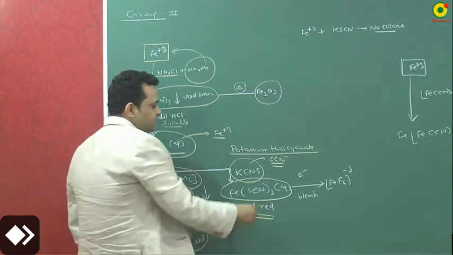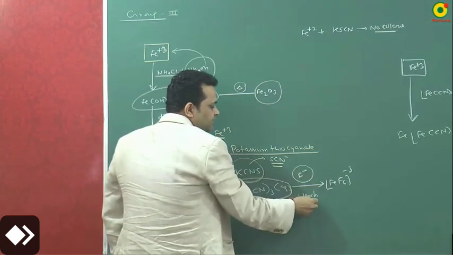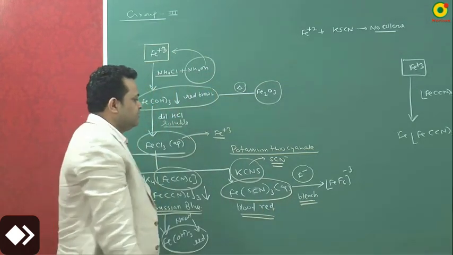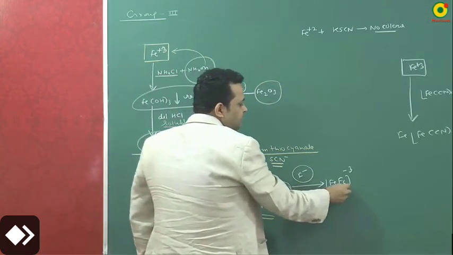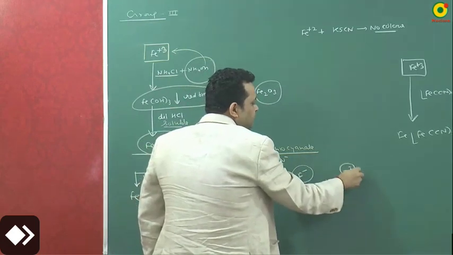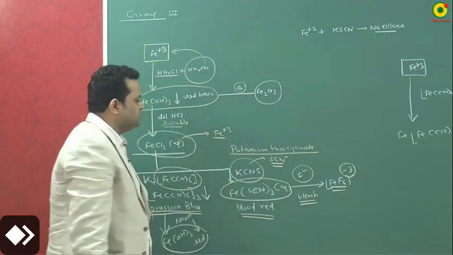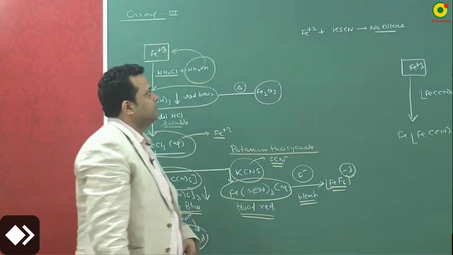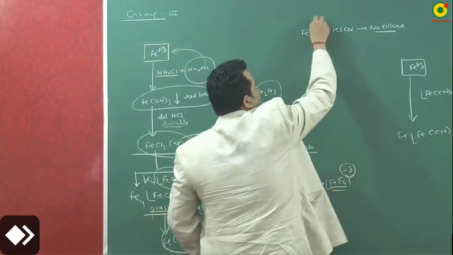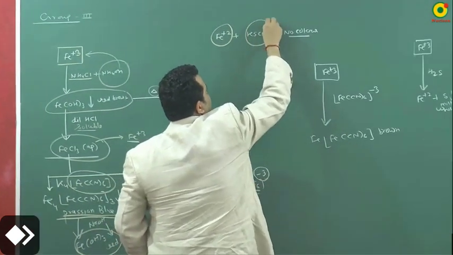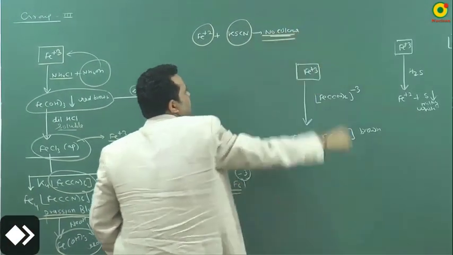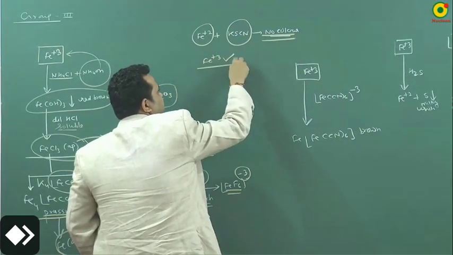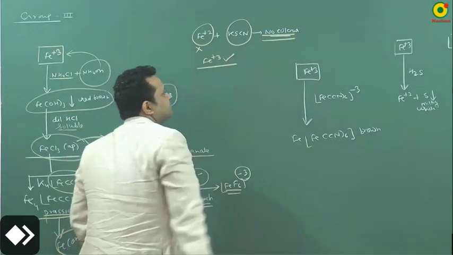In this solution, if we add F minus ion, it will bleach this solution, means it will remove the blood red color. So this solution forms a complex [FeF6]3- and bleaches the blood red color of Fe(SCN)3. If we are testing Fe+2 with potassium thiocyanate, there is no color obtained. So Fe+3 gives test with KSCN, while Fe+2 does not give test.